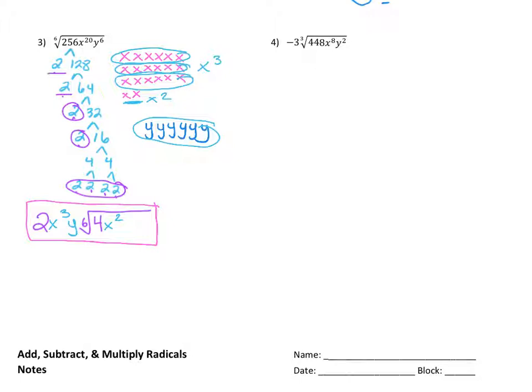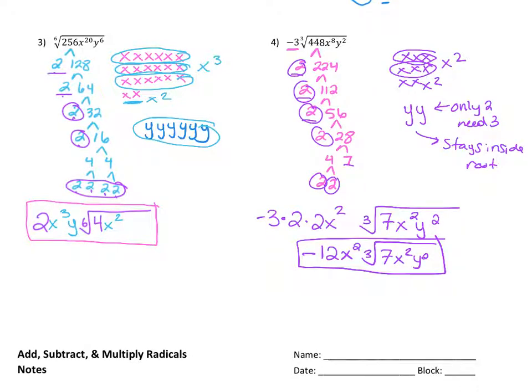I'd like you to pause the video now and try example 4. Remember, whatever you pull out from under the root is going to get multiplied by this -3. So pause the video now, give number 4 a try, and play the video to see if you did it right. All right, let's see how we did.